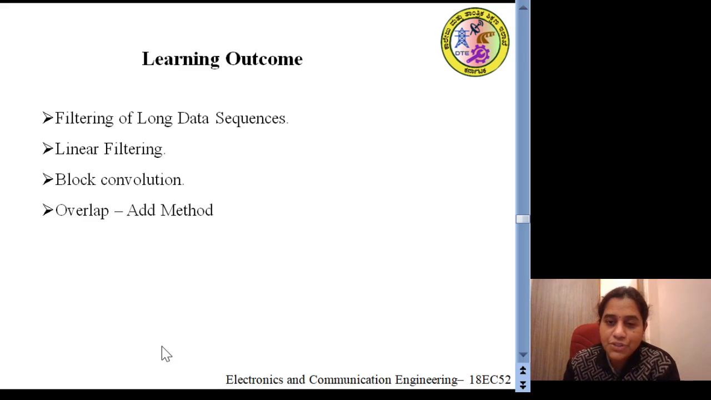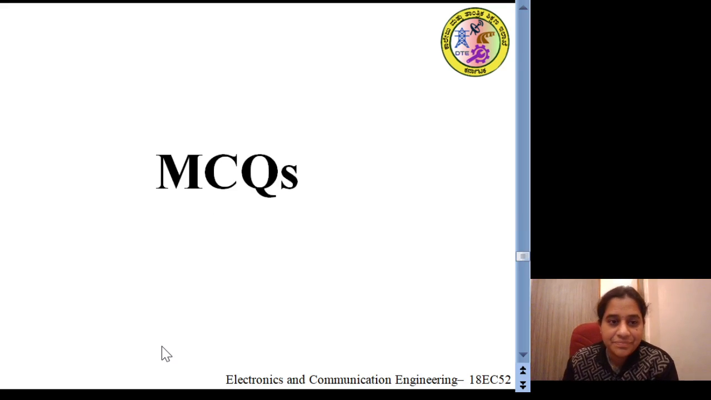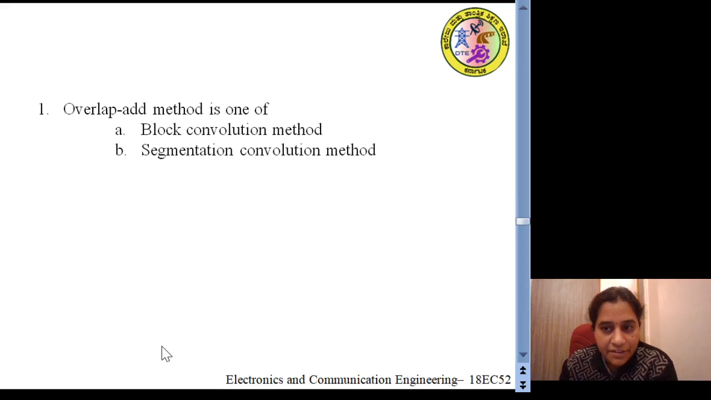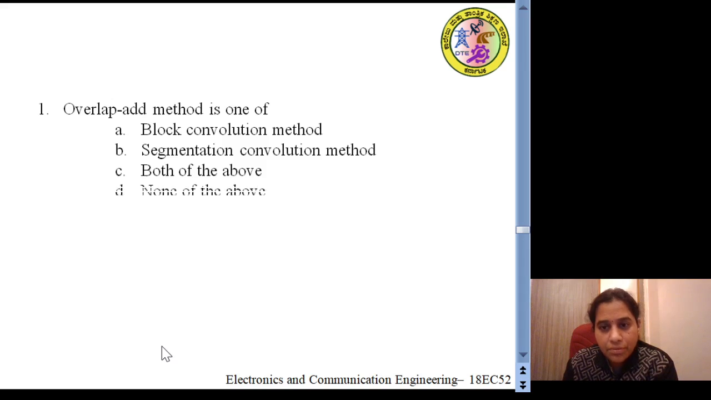So far, to check how we understood the concept, let us have some multiple choice questions here. Try to answer. The overlap add method is one of the options: block convolution method, segmentation convolution method, both of the above, or none of the above. What's the answer?